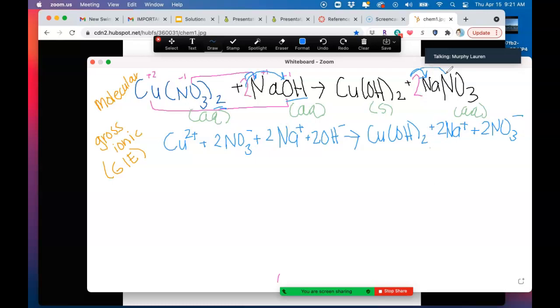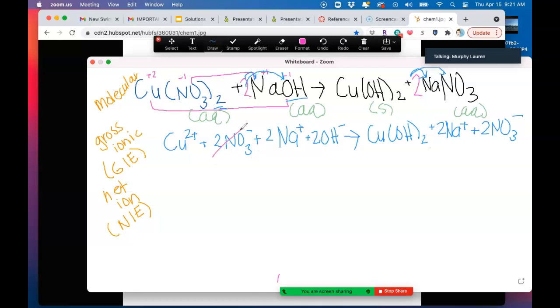Nitrate, and there's 2 of them. So this is called my gross ionic equation. My net ionic equation, which will be abbreviated NIE, we will have crossed off our spectator ions. Those are the ions that are identical on both sides. They have to be present on both sides in the same amounts for you to cross them off.